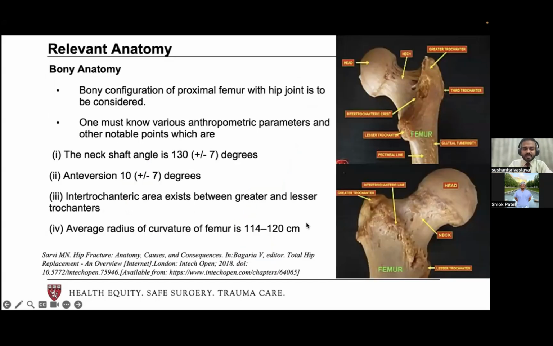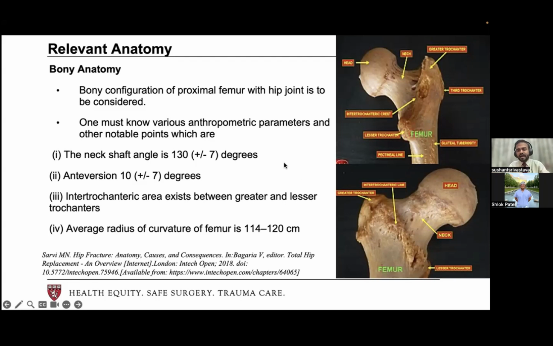Now going to the anatomy which is very important in the proximal part of the femur, and which comes into the picture whenever you have any intertrochanteric femur fracture. The bony configuration of the proximal femur with the hip joint has to be considered. You can see the head, the neck, the intertrochanteric line with the greater trochanter and the lesser trochanter, which is the anterior view. When you go posteriorly, you can see the intertrochanteric crest with the pectineal line.